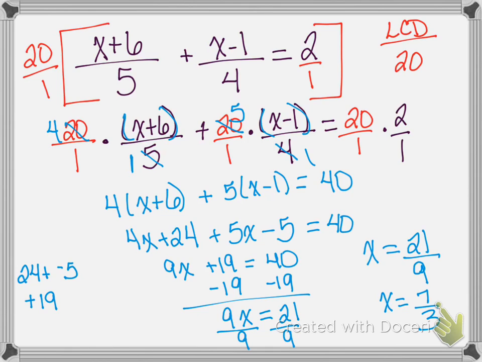Okay. Now, I'm going to let you try another one on your own. Oh, 4 times 6. Okay. Do you see? So I've got 4 times x is 4x. 4 times 6 is 24. Okay, let's try the next one.